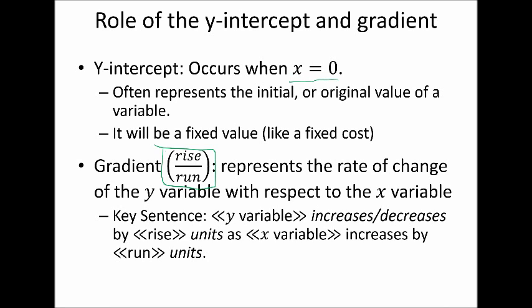The key sentence is: the y variable, whatever that is, distance or cost or revenue, whatever it might be, increases or decreases by a certain number of units as the x variable increases by run units. So there's a few things to just match up here, in particular, rise and run. Those are values coming directly from our gradient.